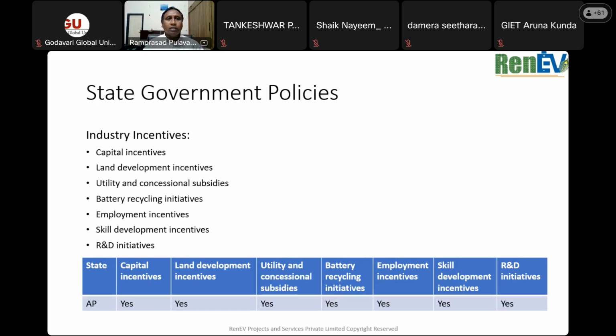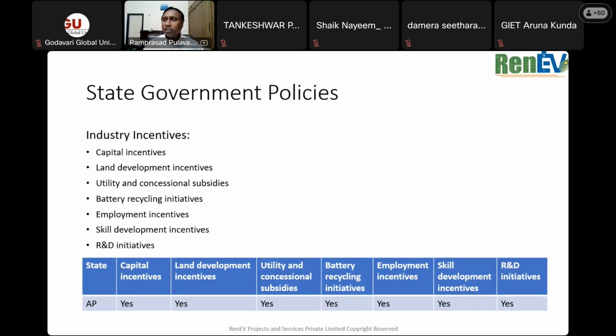Then the next incentives which we normally see are the state government policies directed towards the industry. Up till now, it was directed towards the consumer. The first one was consumer, the second was charging infrastructure, the third one is industry creation, capital incentives. Sometimes there are subsidies provided by governments, wherein capital incentives are provided by the state government.